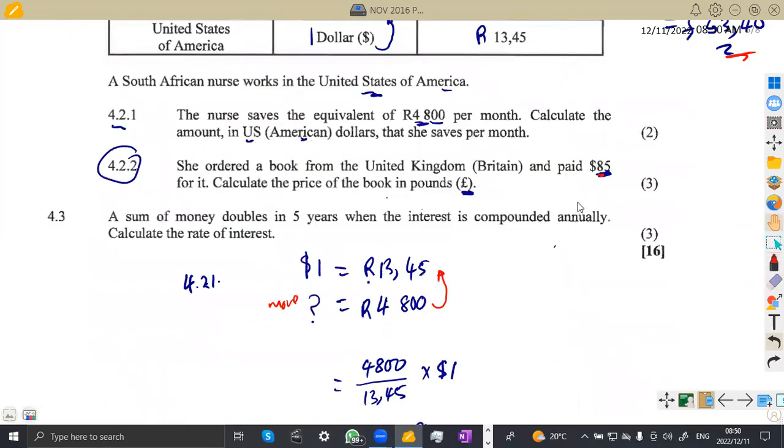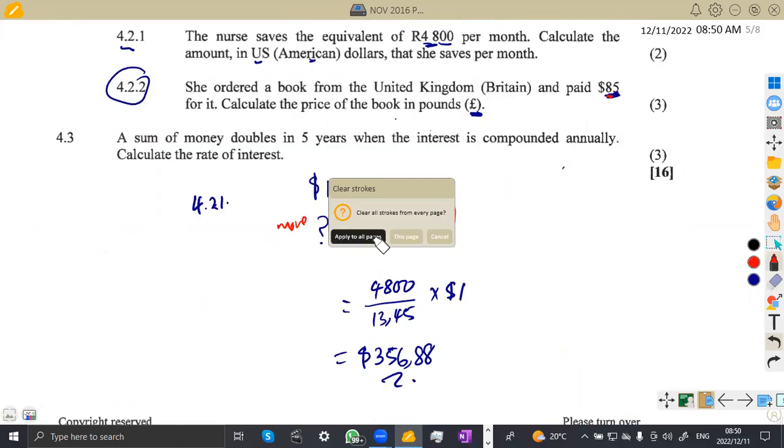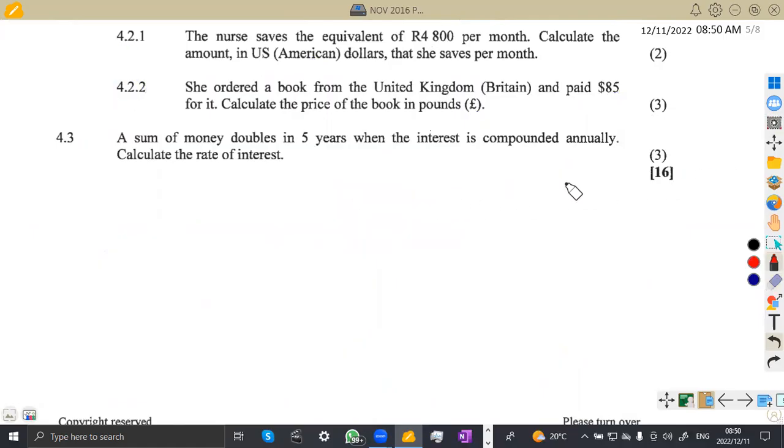All right, so on 4.3, we're now given a sum of money that doubles in 5 years when the interest is compounded annually. So that's a compound interest. Calculate the rate of interest. So we're given that the amount that we are going to have is going to double. All right, so if it doubles in 5 years, what are we given? We are given the amount.